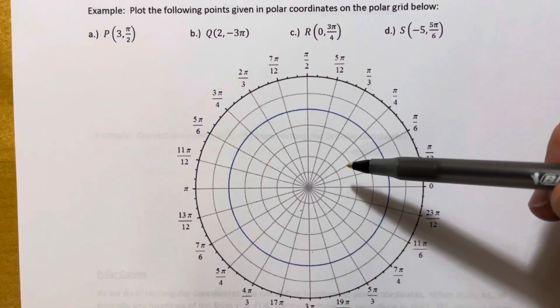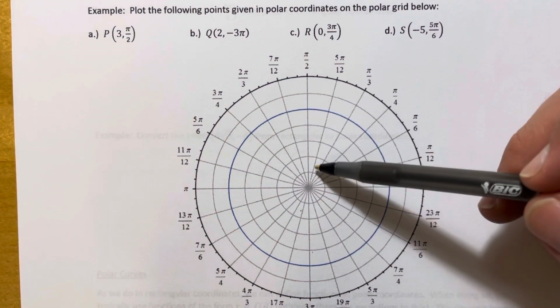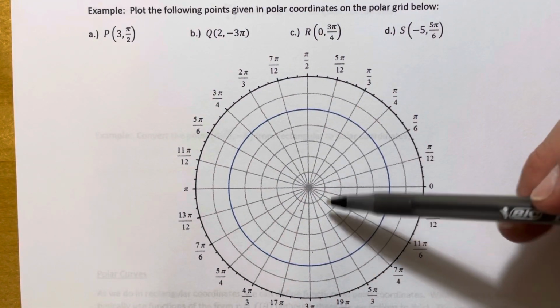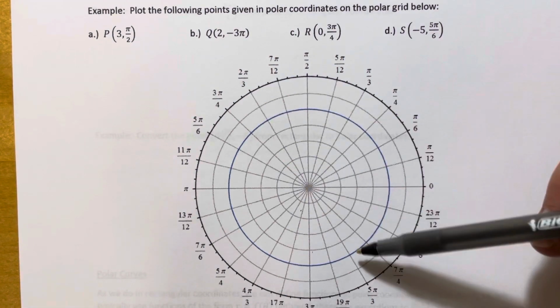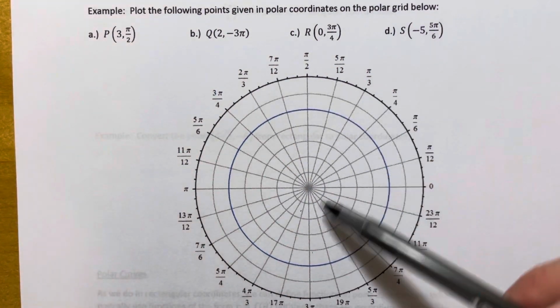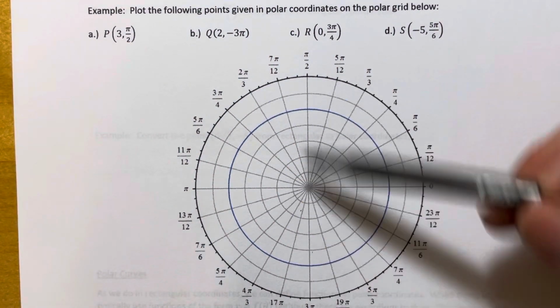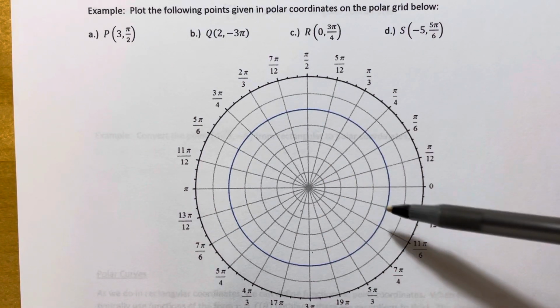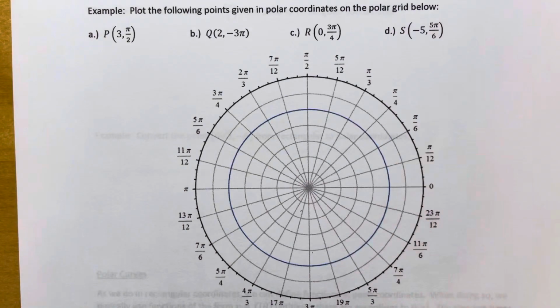So something like this, where we have concentric circles centered at the pole, and then I like to think of these as spokes, like in a bike tire, but really these are lines through the origin forming different angles with the positive x-axis. This type of grid is a lot easier to plot points in polar coordinates with.